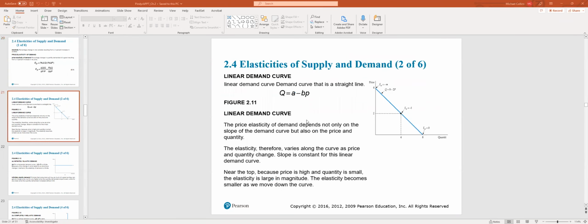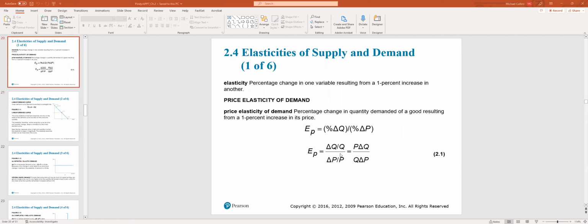Looking at this formula one more time, if the change in quantity is greater than the change in price, it will be elastic. If the change in quantity is less than the change in price, that item would be inelastic. Think about that logically for a second.